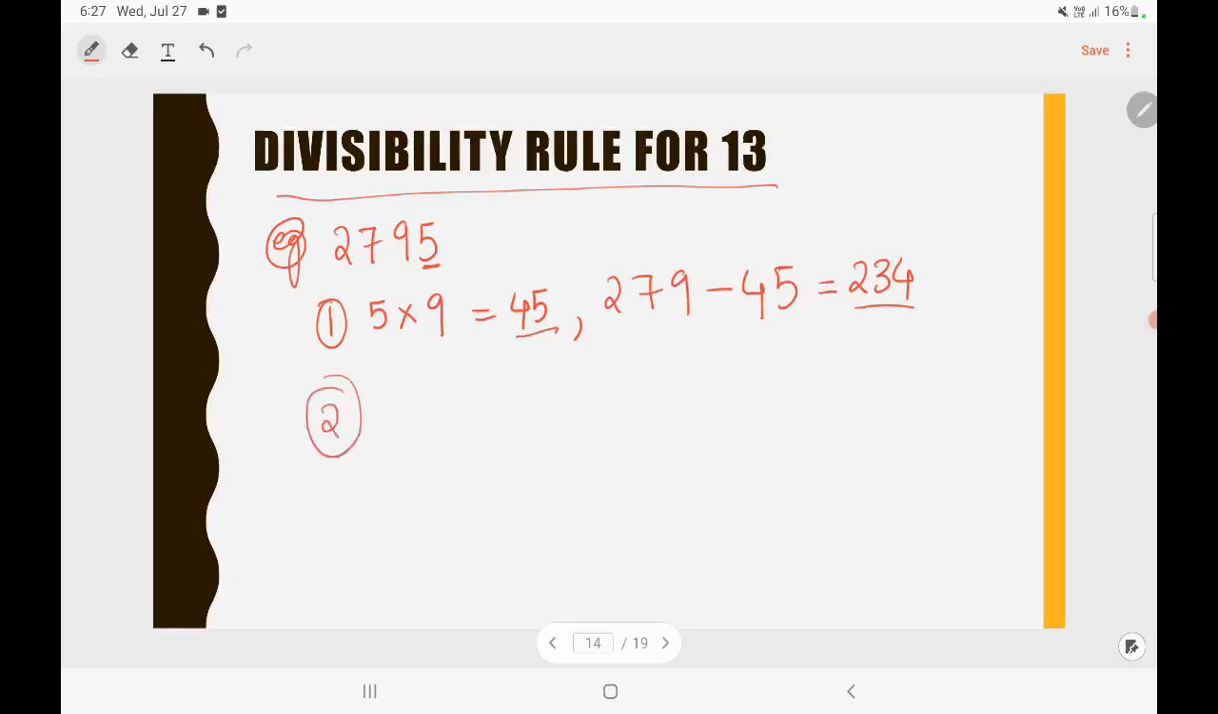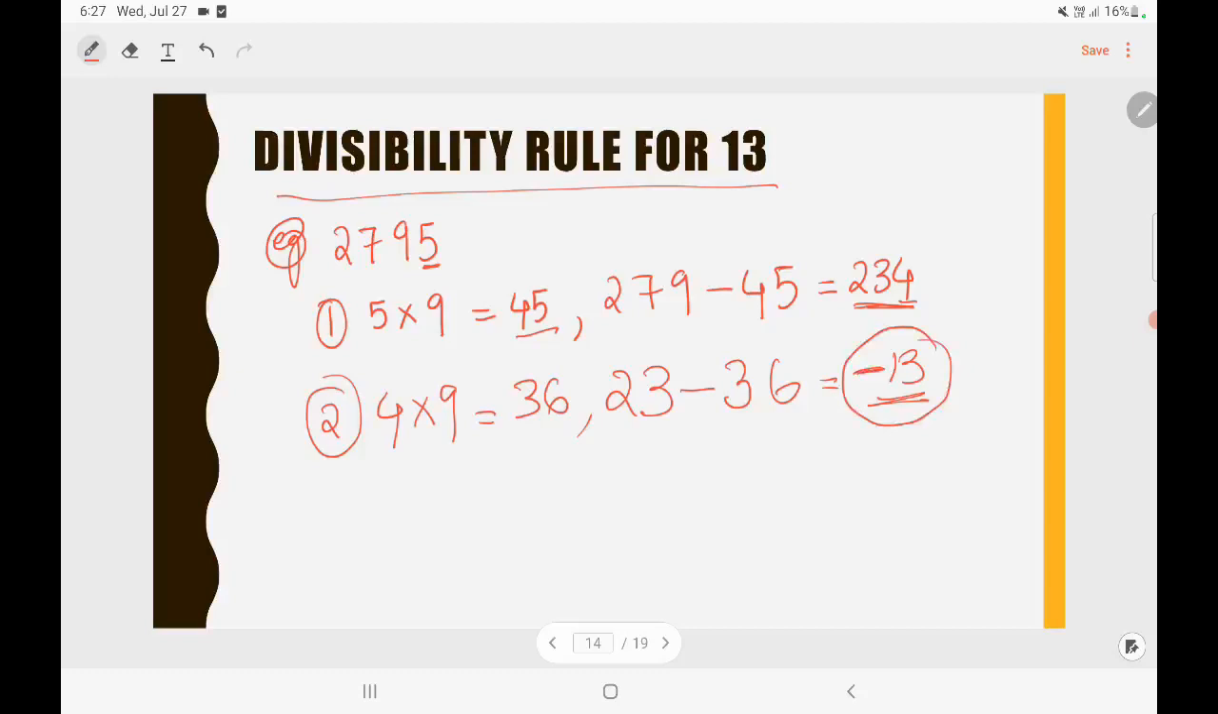For that we need to repeat this step, right? So in 234, last digit is 4. You need to multiply 4 with 9. You will get 36. Now you need to subtract 36 from the rest of the number. Rest of the number is 23. So 23 minus 36 is equal to minus 13. I already told in case of 11 that even if you are getting negative here, you should consider it. So here minus 13 is divisible by 13. Therefore 2795 is divisible by 13. So this is the divisibility rule for 13.